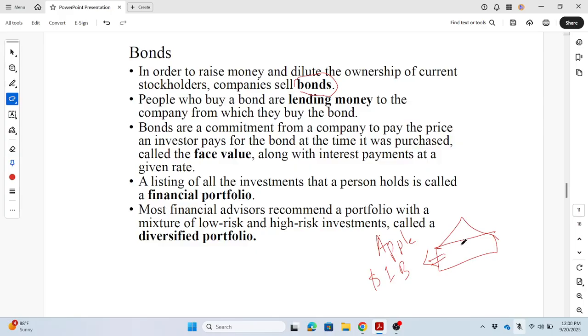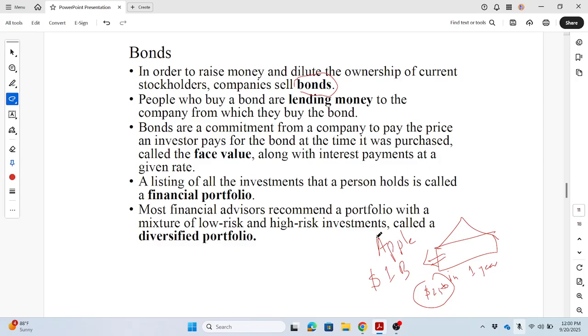So they are going to sell a bond, meaning, hey, if you want to buy an Apple share in, let's say, 1 year, we are going to sell you that share at $250 per share in 1 year. So if you buy that type of agreement, that's called a bond. People who buy a bond are lending money. If you are buying the bond from the company, you are actually lending money to the company. In this case, it's Apple.